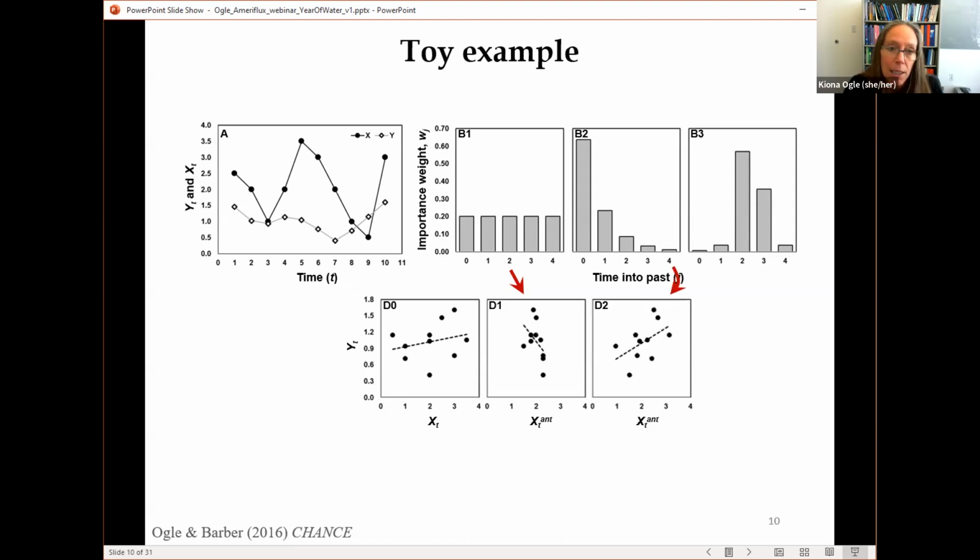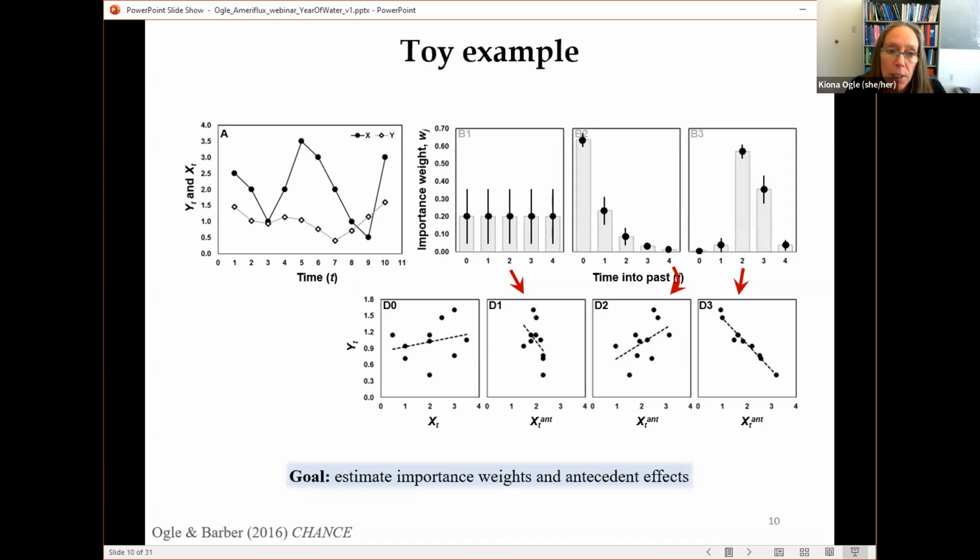If we use a second set of weights that give a lot of importance to concurrent values, we still get a positive relationship like in D0, but potentially it looks a little tighter. If you take this last example that assumes a 2 to 3 day lagged response, we get a negative relationship and it's exceptionally strong, so very tight, high R squared. So if I were to pick which of these scenarios likely explains how X drives Y, I would pick this plot in D3 and conclude that there's likely a 2 to 3 day lagged response between X and Y.